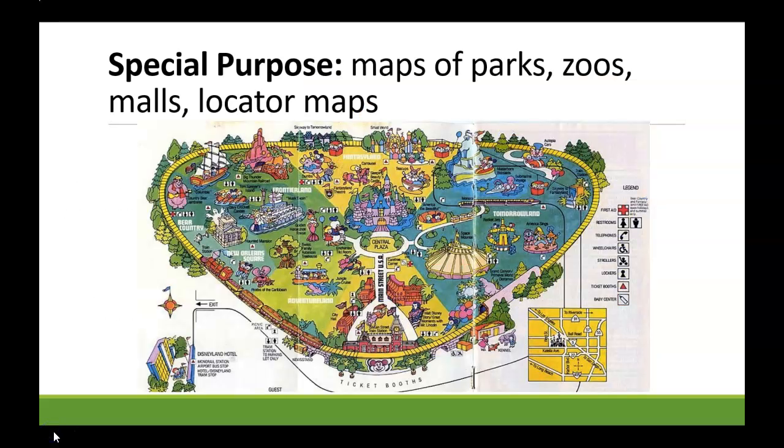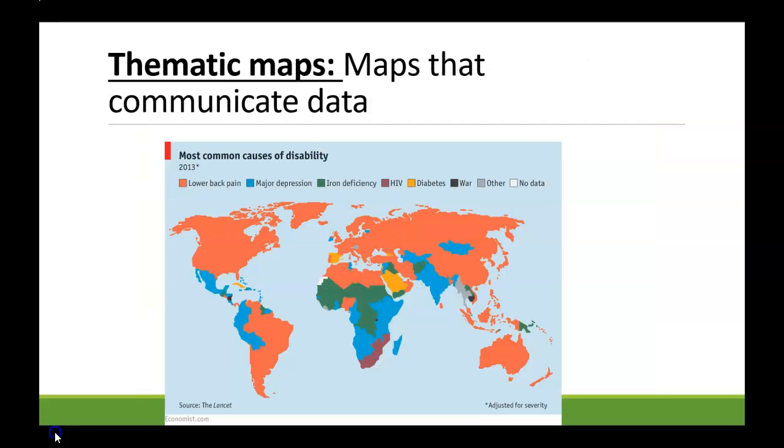Special purpose maps are maps of parks, zoos, malls, or other locator maps. The map you see here is a map of Disneyland, and these types of maps are commonly distributed when people visit these amusement parks. When you get one, you might use it to ensure that you get every ride, and if you missed one, you know exactly where to go to retrace your steps.